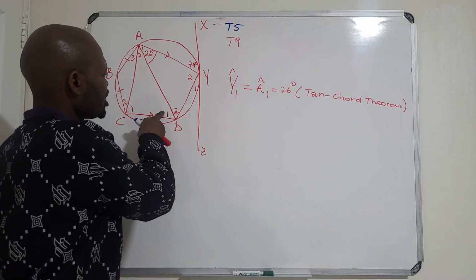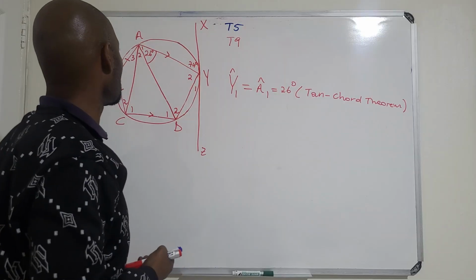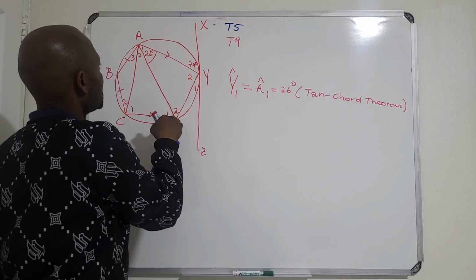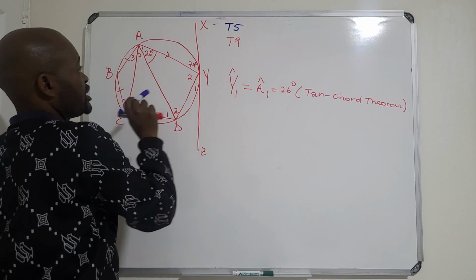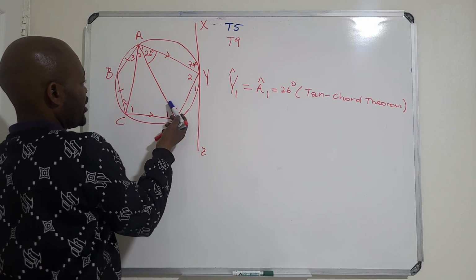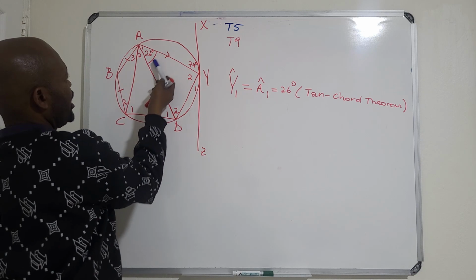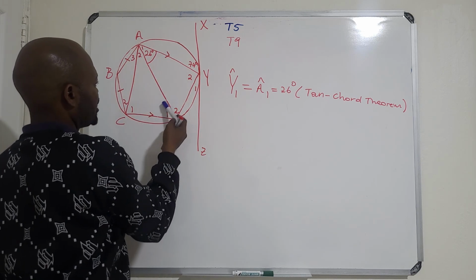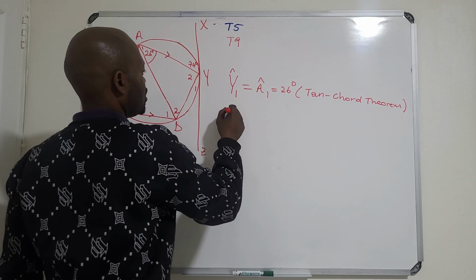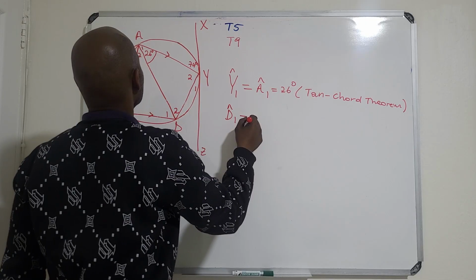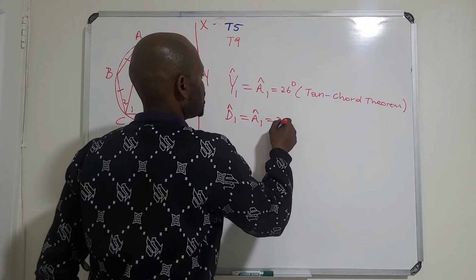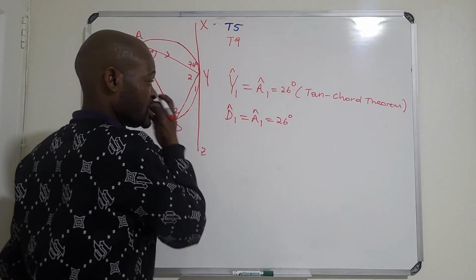For us to find D1, we can use what we have learned in part 2, where this side is parallel to that side. Then we've got a Z shape here, a Z facing that way. Therefore, this angle is equal to this angle there. This angle there is equal to this angle there. Therefore, angle D1 is equal to angle A1, which is equal to 26 degrees.